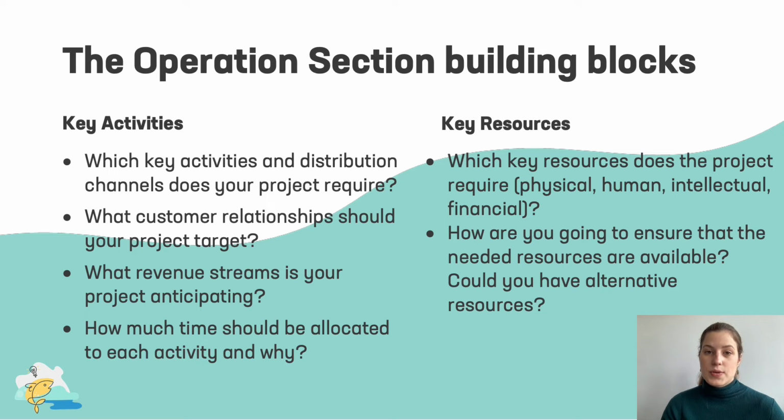We then have key resources. These are all the key resources you will need for your business. These can be physical, human, intellectual, financial, etc. Make a list of the most important and indispensable resources, as well as how you're going to access them. You have to make sure that you have constant access to these resources, and have a plan B in case. What will happen if you don't have access to one resource? Is there another resource that you can depend on?